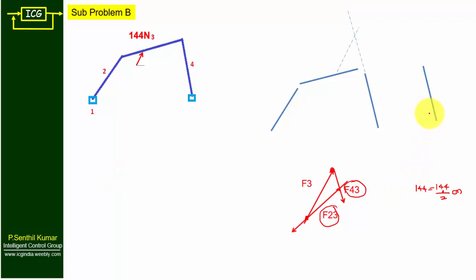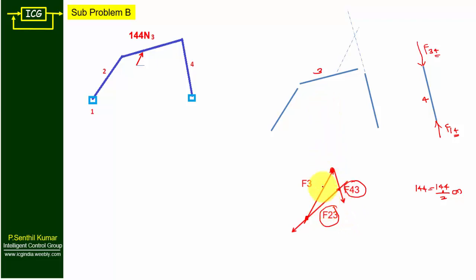Okay, then next I am going to draw the free body diagram for this link. So 3 is completed. Next I'm going to draw the free body diagram for 4. So what will happen for 4? Force acting on 4 means the force offered by link 3 on 4, and this is the force offered by link 1 on 4. So that is a point.